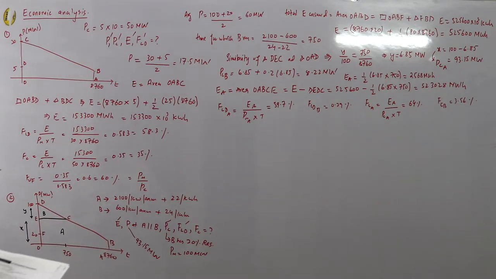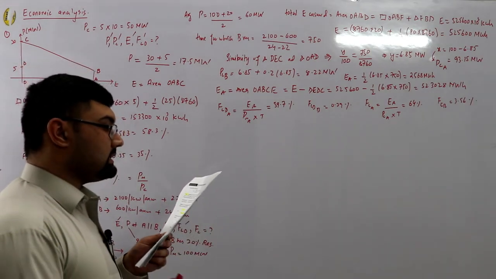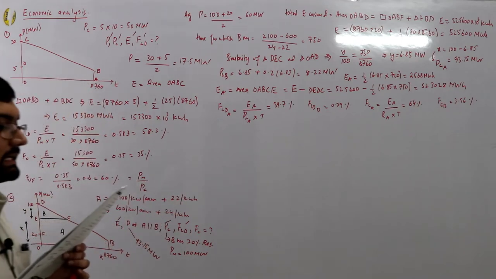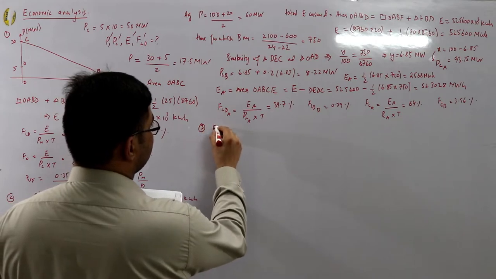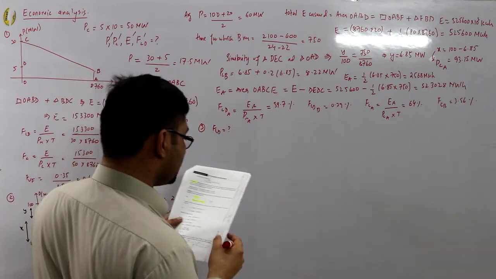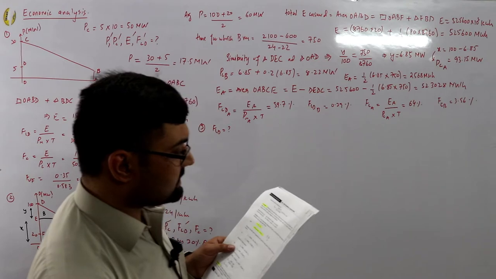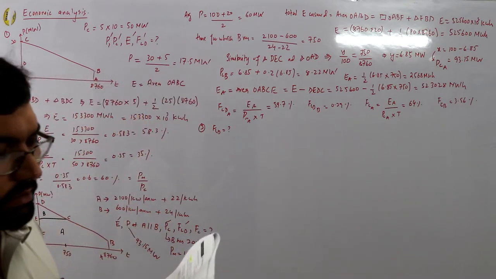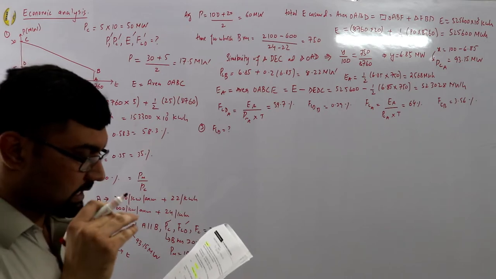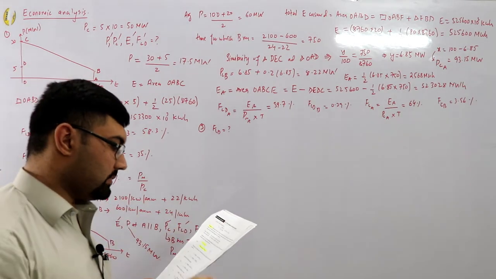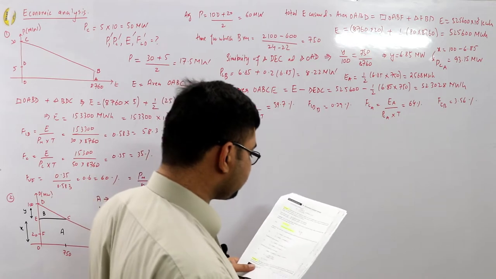The next example is, let's say, example number 3. Determine the load factor at which the cost of supplying a unit of electricity is the same for a diesel and a coal-fired power station if the respective annual fixed charges are this and that. I have done this example in the previous video. We had this in the book.